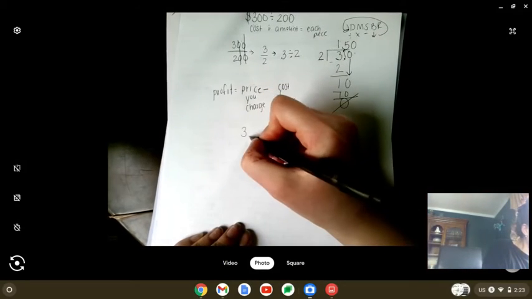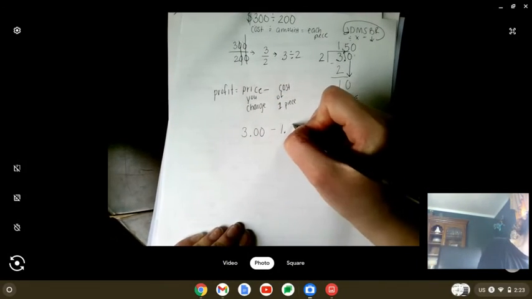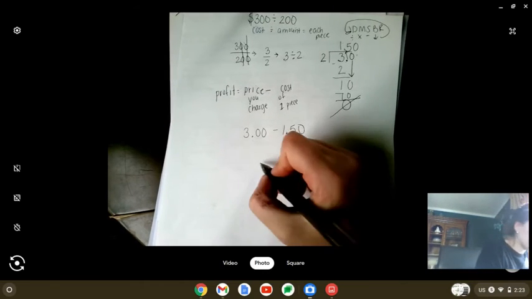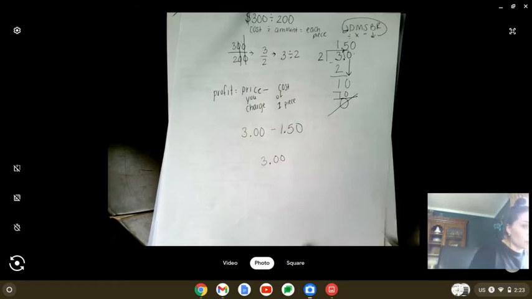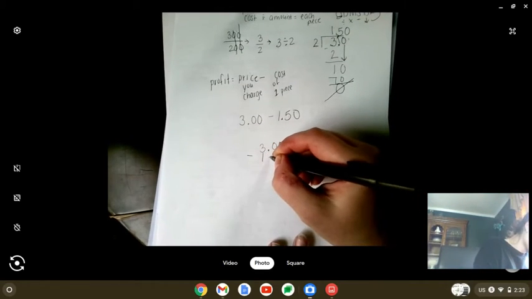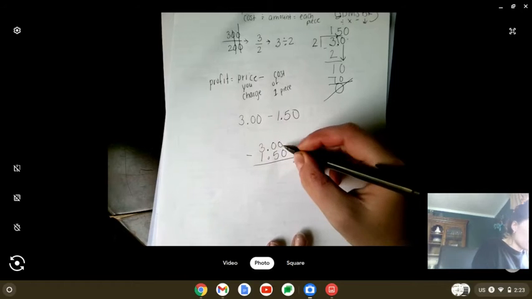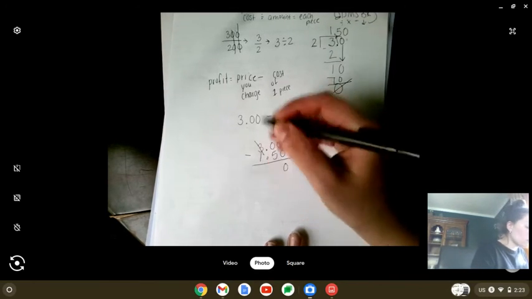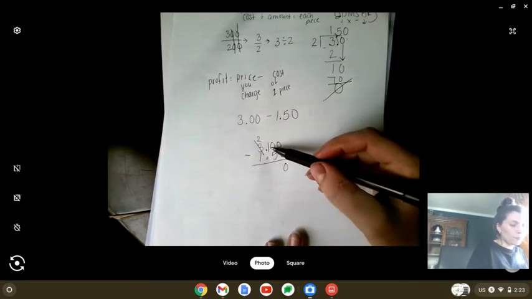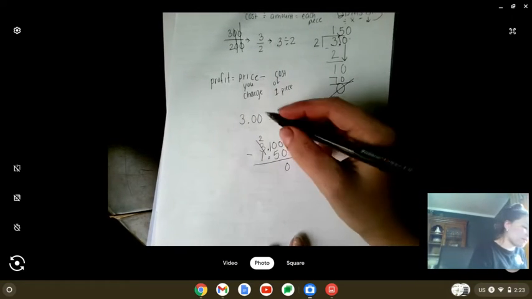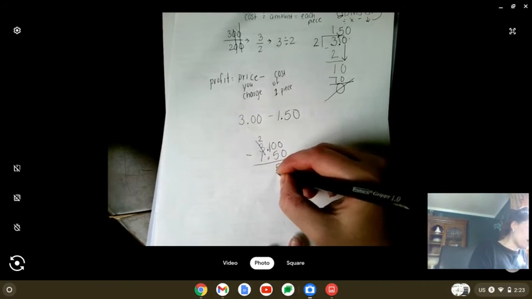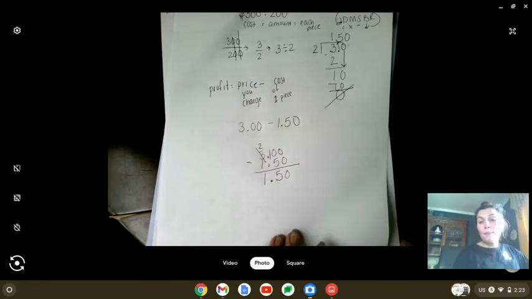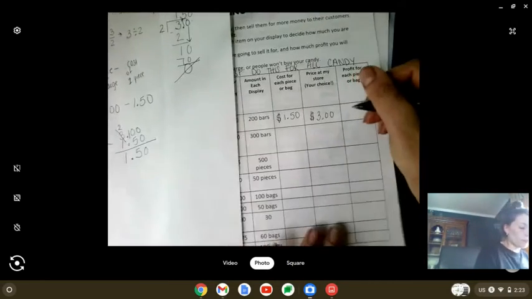So I'm going to take $3 minus $1.50. That's my price I'm charging. And this is the cost of one piece. Now, when subtracting decimals, it's important to line up. Start on the right. 0 minus 0 is 0. Don't forget to borrow. Remember, it's just like regular numbers. You just kind of forget about the decimal. 10 minus 5 is 5. 2 minus 1 is 1. Drop my decimal. And I am making, or my profit is $1.50.